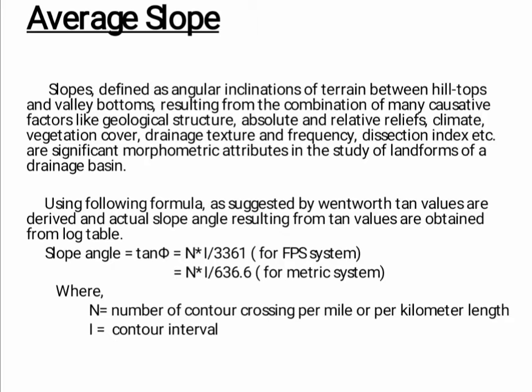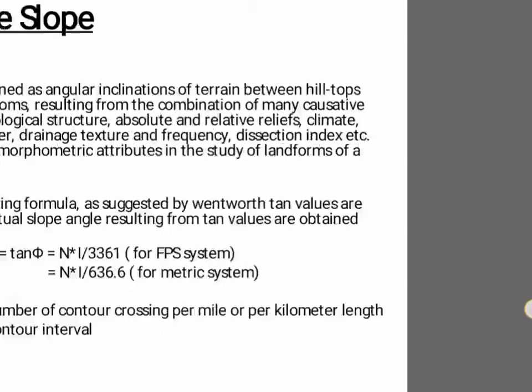Using the following formula as suggested by Wentworth, tan values are derived, and the actual slope angle resulting from tan values is obtained from the log table. So, slope angle: tan theta is equal to n into I by 3361. This is for the FPS system, and 636.6 for the metric system, where n is equal to the number of contour crossings per mile or per kilometer length, and I is equal to the contour interval.